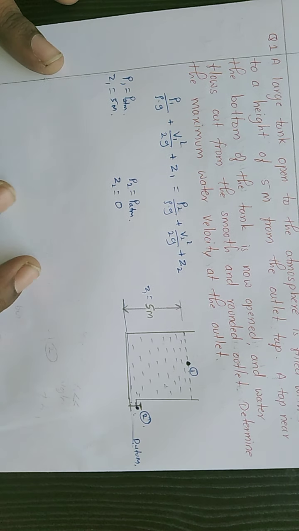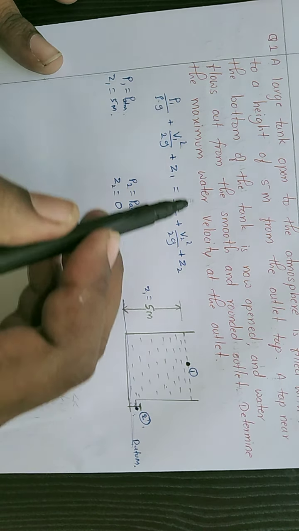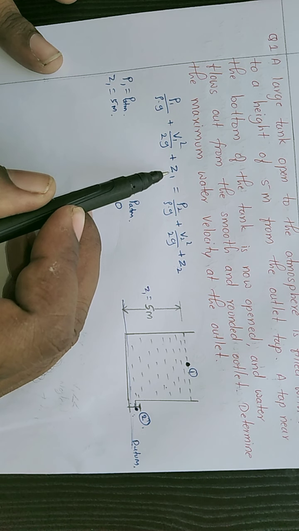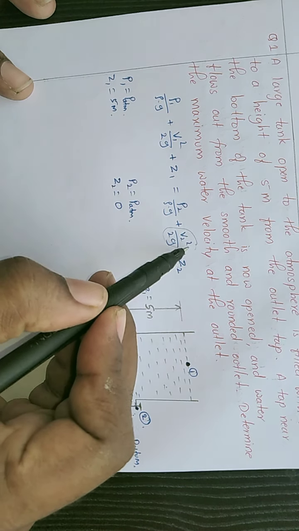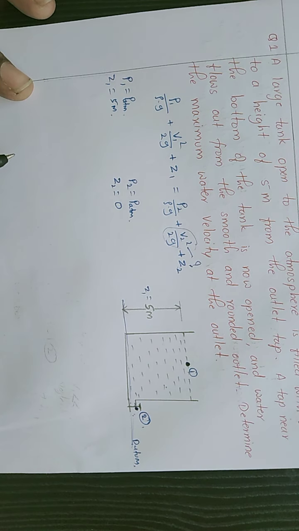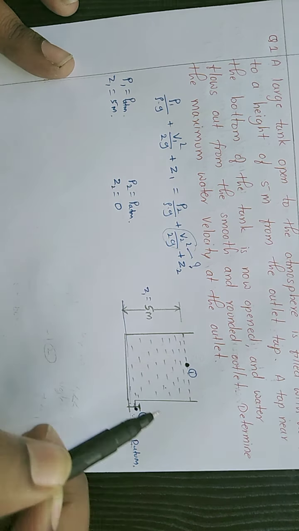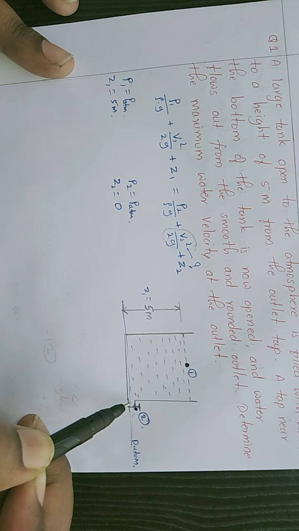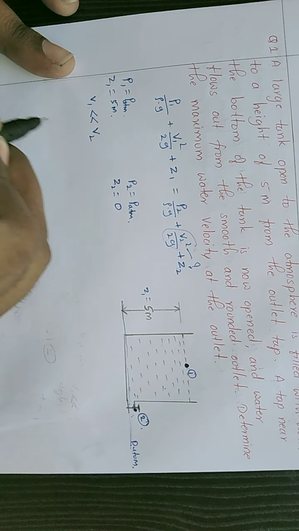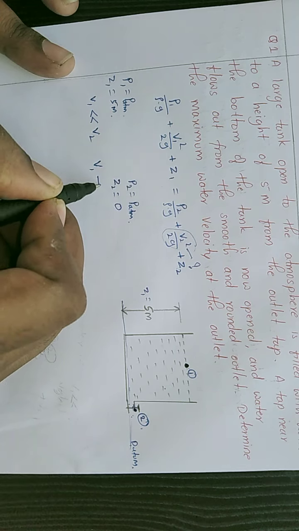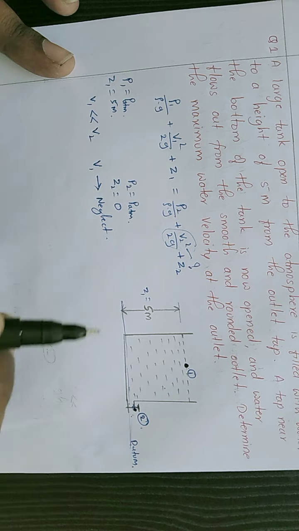So I got P1, I got P2, I got Z1, I got Z2, and I need V1. We need to find V2 here. In the beginning, once I open the water tap, water flows out. So V1 is much smaller than V2. So what I can say is we can neglect V1, since it is very small.